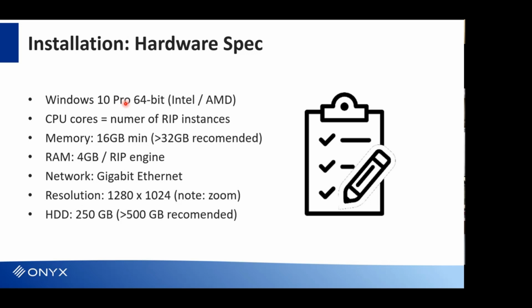Because you install the software and you advise what the specs should be, right? So you can see CPU cores: the number of the RIP instances, so it's just one core per RIP. Memory 16 giga. Obviously, we recommend more, 4 giga per RIP engine.